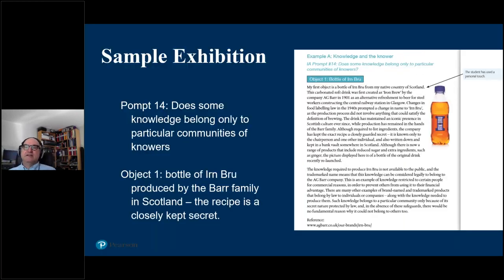This is one of Julian's examples. So he's picked here first of the prompt here. That's the most important thing, perhaps: does some knowledge belong only to particular communities of knowers? He's picked a bottle of Irn-Bru here, the Scottish sweet drink. And it turns out that the recipe for this is secret. The family that runs the company, only one person actually knows it. It's the chairman of the company. And perhaps one other person knows it, and then the secret recipe is hidden away in a bank vault somewhere.